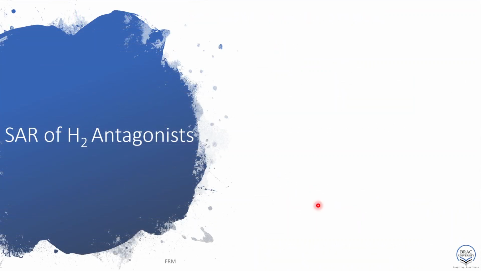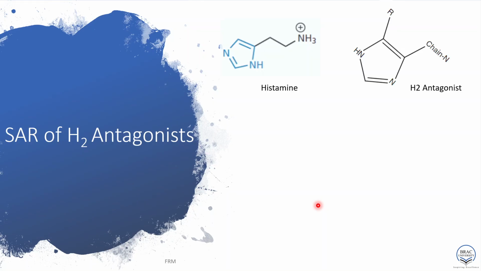So now we will be seeing the SAR of the H2 antagonist. So this is histamine, like we know this, and the histamine antagonist is quite similar: this pyrimidine ring is here, this side chain is present, and at last there is a nitrogen. So this is the core skeletal, very simplistic structure of the H2 antagonist.